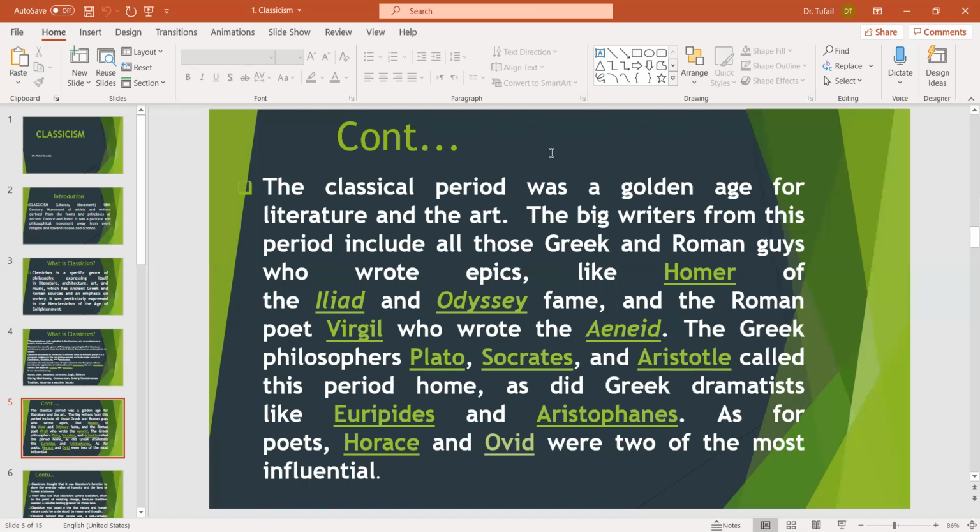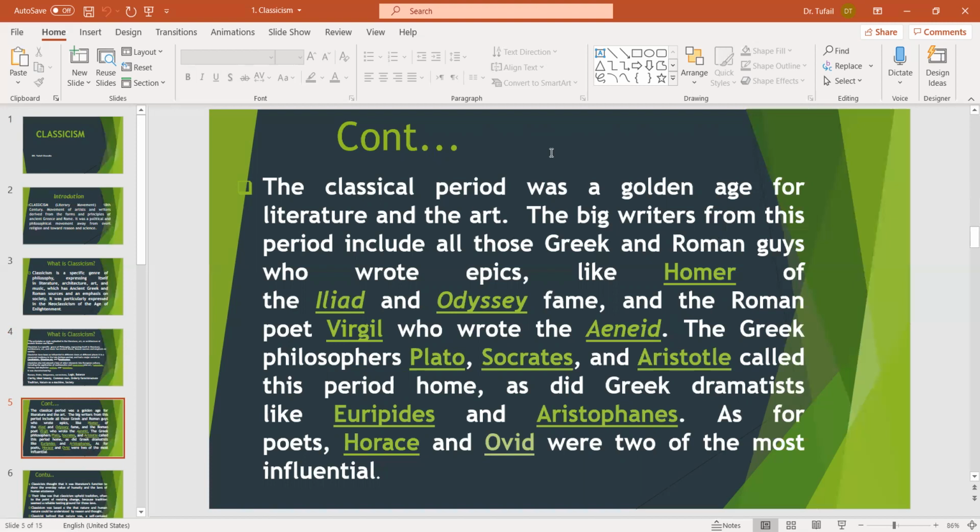And then these classical writers, as I mentioned, we talked about Homer, the Iliad and Odyssey written by Homer, Aeneas, Plato, Socrates, Aristotle, Euripides, Aristophanes, Horace, Ovid. So these are the classical writers. They wrote dramas, they wrote poetry, and even they wrote criticism.